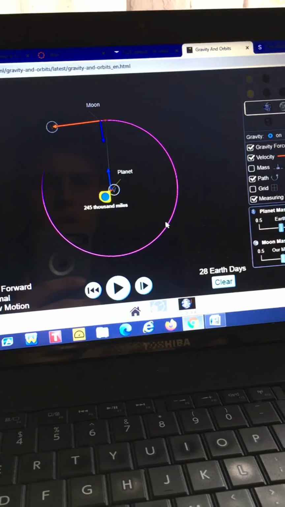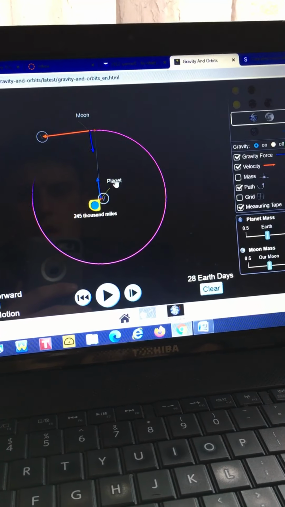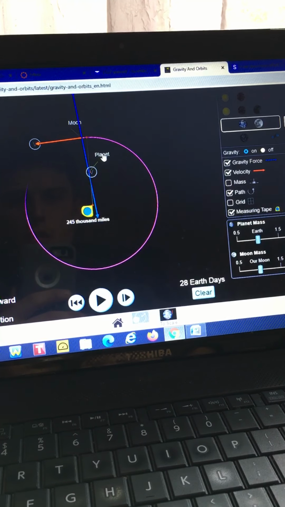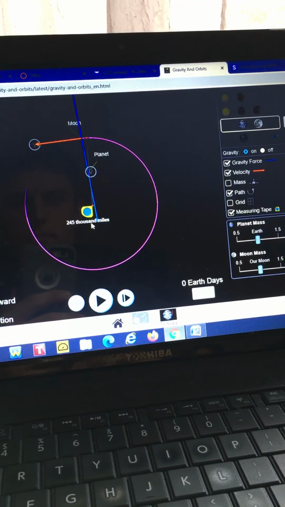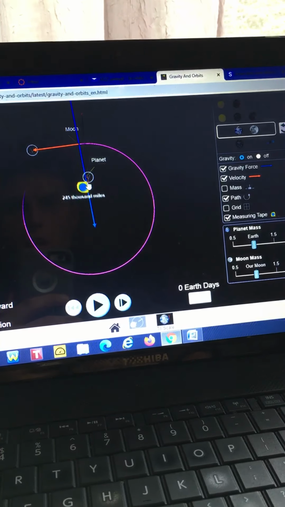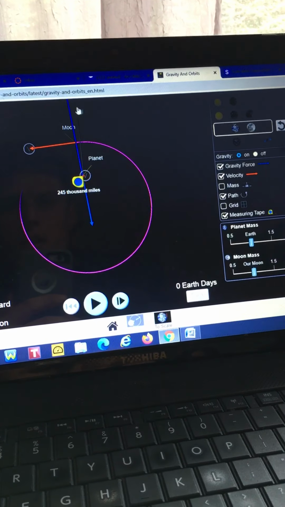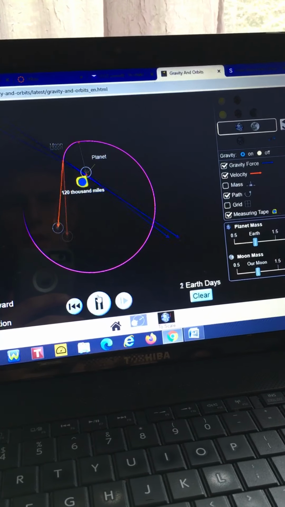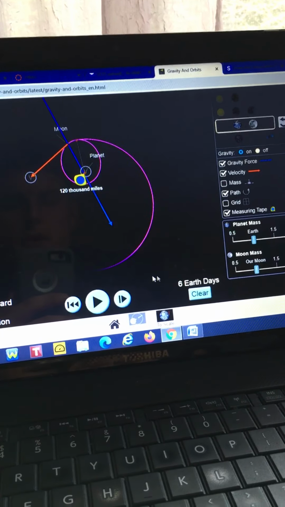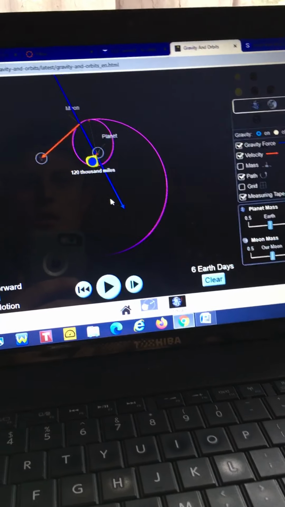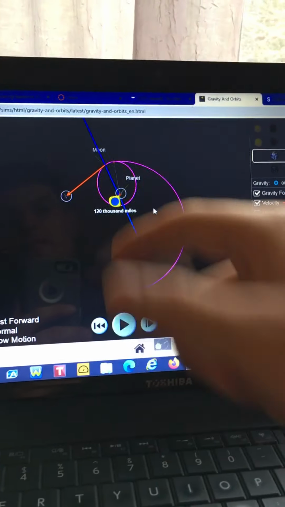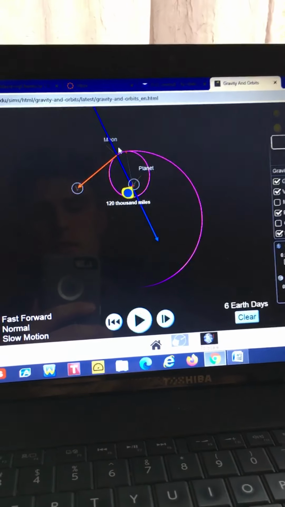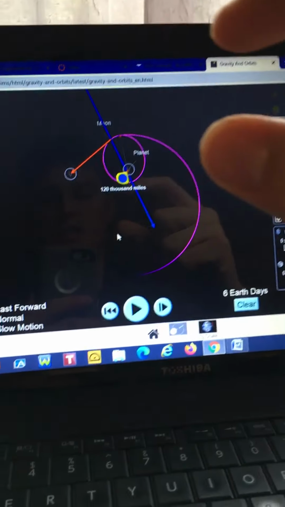When we change the distance between the Earth and the Moon by half, it's a little off, but for the simulation it'll do. Again, another oval shape, and it's about 6 to 7 Earth days. Okay, so again, the gravity force is so much larger, as you can see from these blue vectors, when the distances are so much closer together.